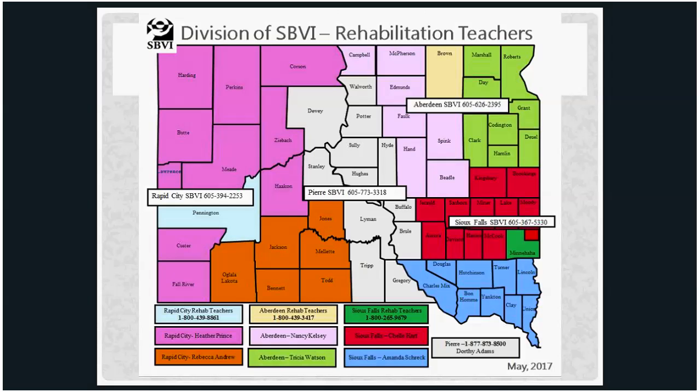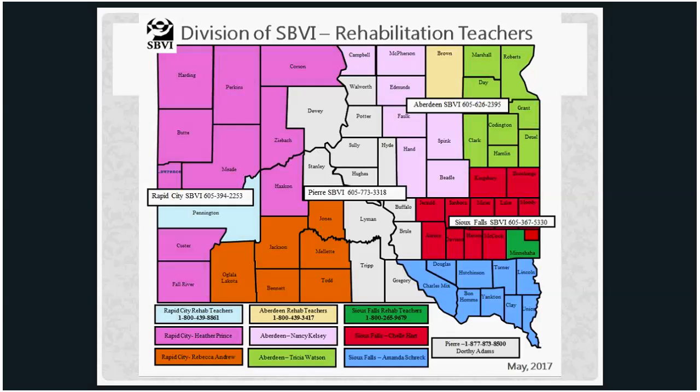Okay, so the next slide is a map of where the rehab teachers are located. Sandy Neihart supervises them. We do have 2 rehab counselors that are actually also rehab teachers. One of them is located in the Rapid City office, and one is right here in Pierre. You can see the middle section in white. Dorothy Adams covers that as a rehab teacher and as a VR counselor.